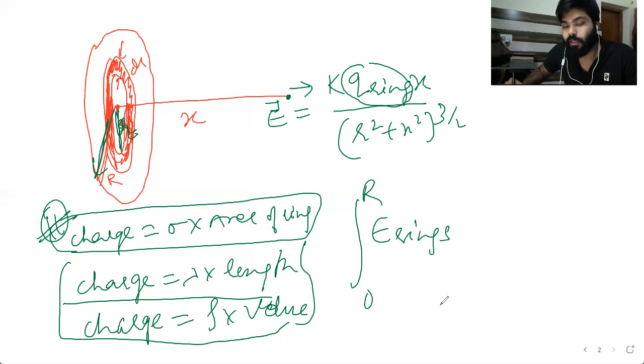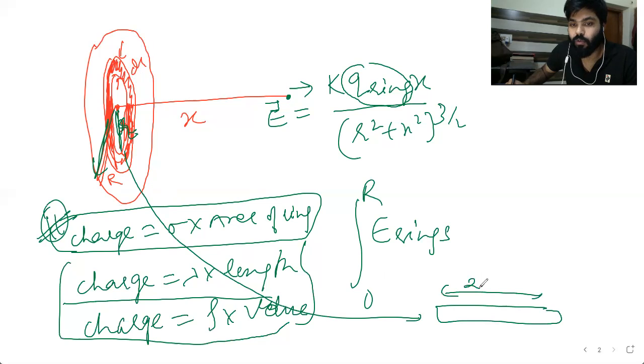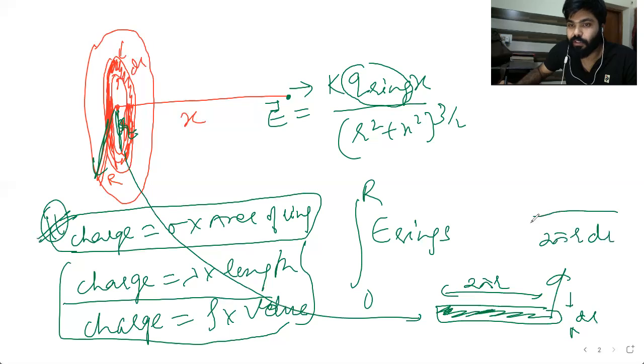Let me show you more. This ring is just a strip. When you cut this ring with scissors, you will get a strip having length 2 pi r and width dr. So the area of this ring is 2 pi r dr. This is the area of ring. And when you multiply this area with sigma, surface charge density, you will get the charge of the ring.